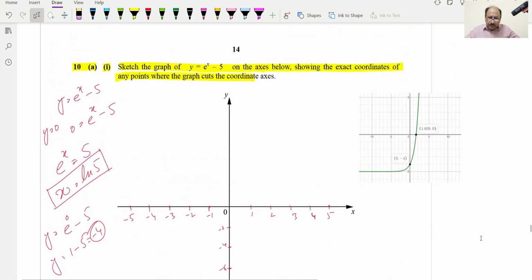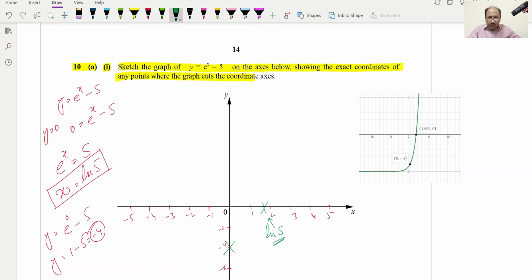And e raised to the power x minus 5. So one point will be at this one, so we can show this will be our y-intercept, and 1.6 we can show will be over here. We will be giving the exact value, which is log 5. So this point will be log 5, the x value will be log 5.